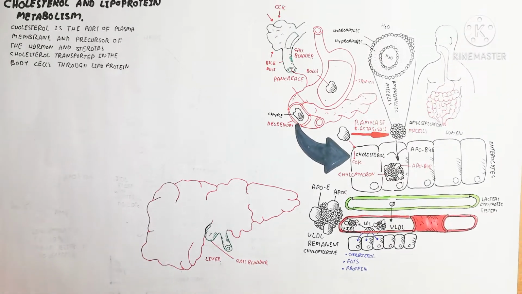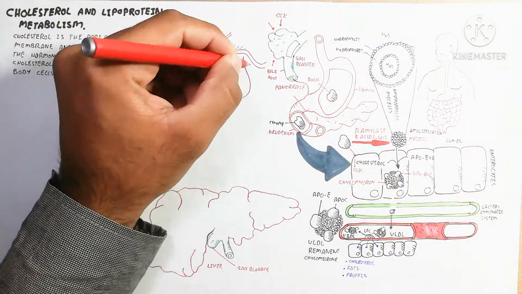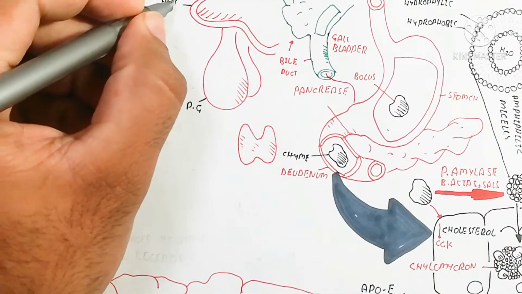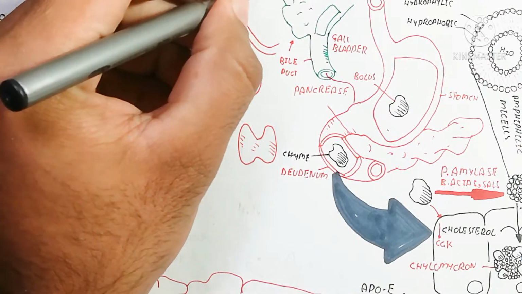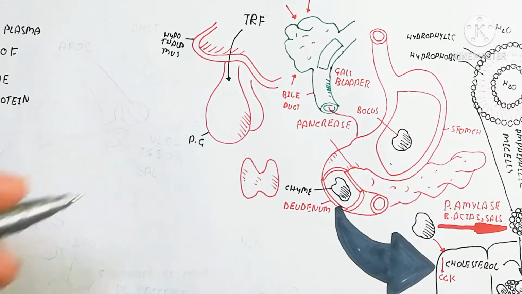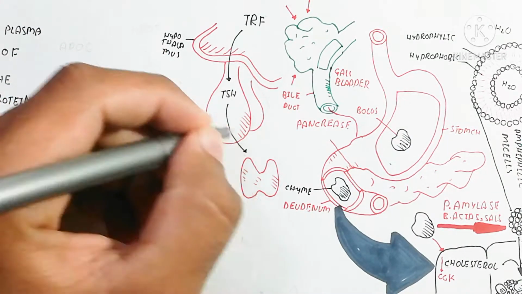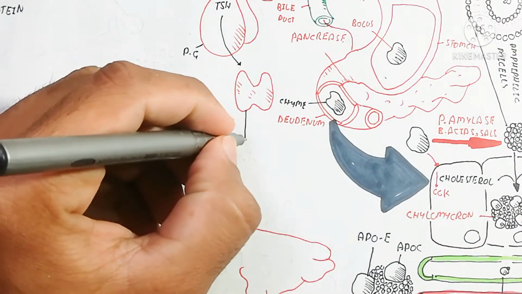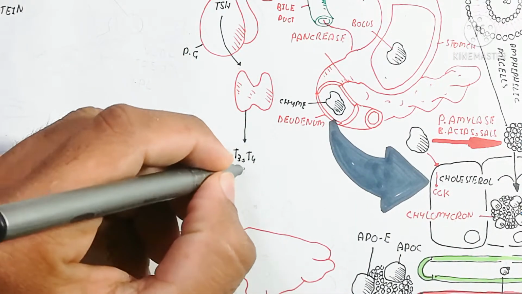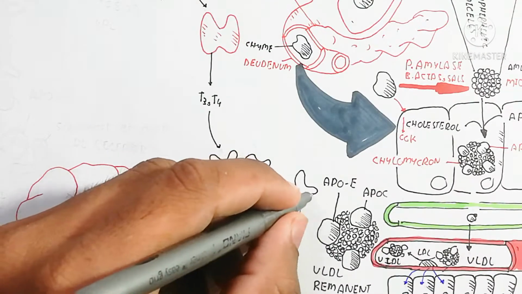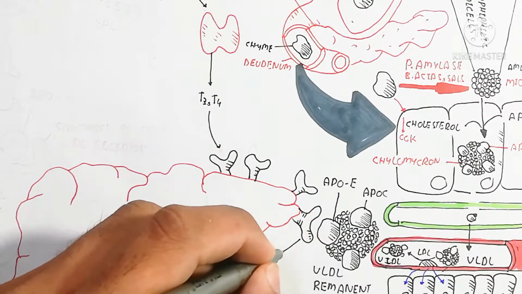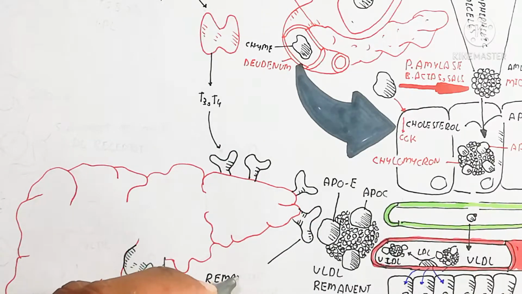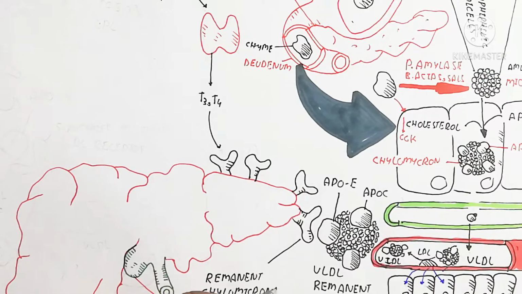So this modification is the ApoE site, a modification of the ApoE to receive it. Here is the thyrotropin releasing factor, which comes from the hypothalamus to go into the anterior lobe of the pituitary gland to produce thyroid stimulating hormone, and this thyroid stimulating hormone stimulates triiodothyronine and thyroxine, which activate the receptor in the liver. So that's the mechanism.